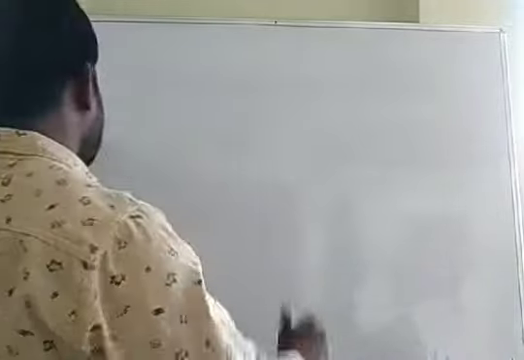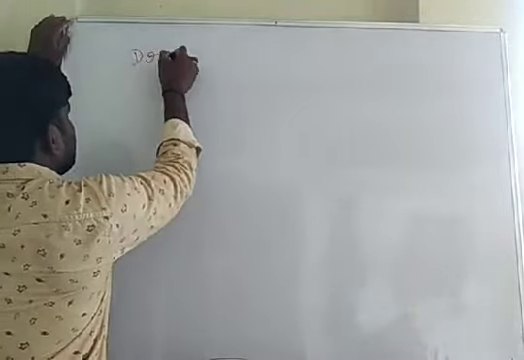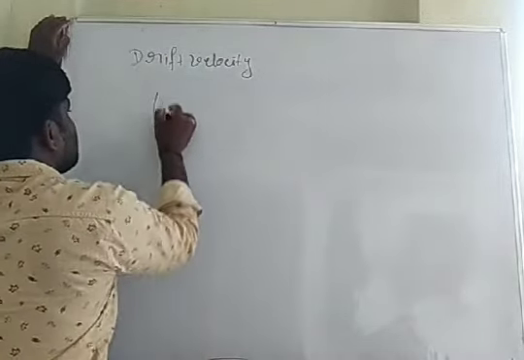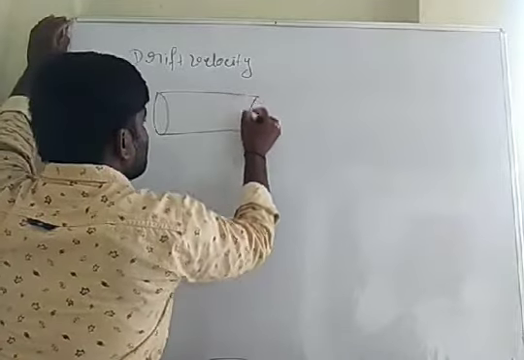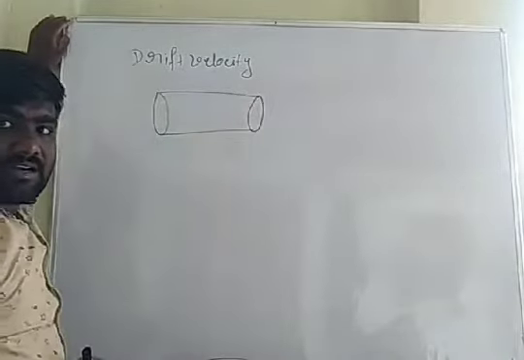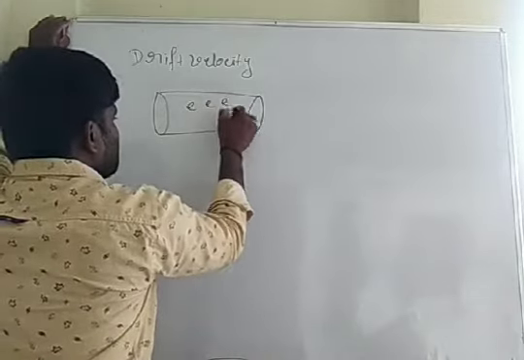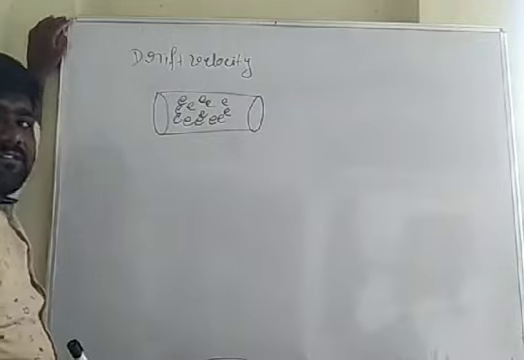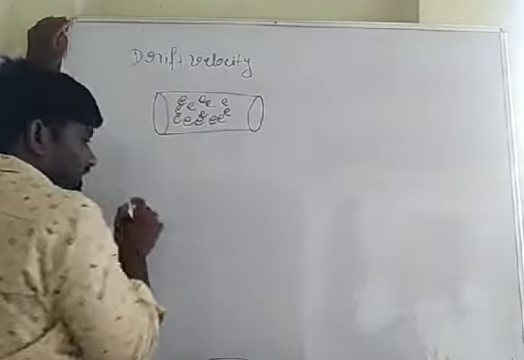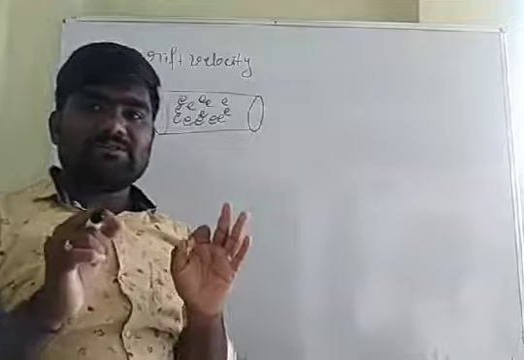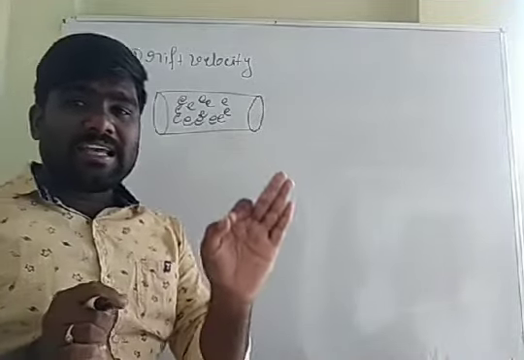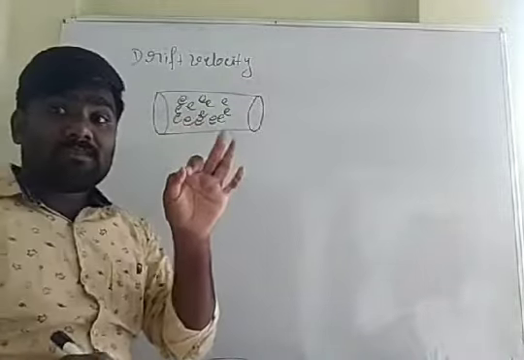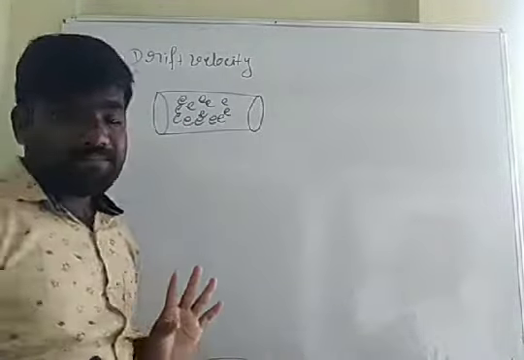First I want to discuss what drift velocity is. Let us consider this is our conductor. Inside the conductor there are a lot of electrons. So drift velocity means what? It is the average velocity with which the free electrons drift in the metal wire when a potential difference is applied.